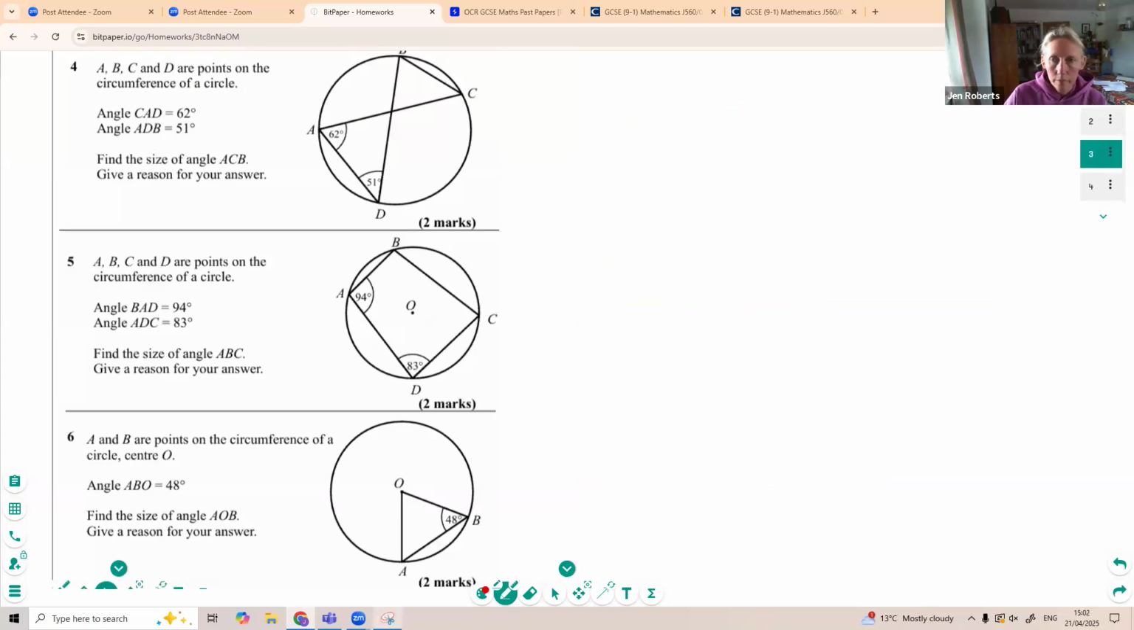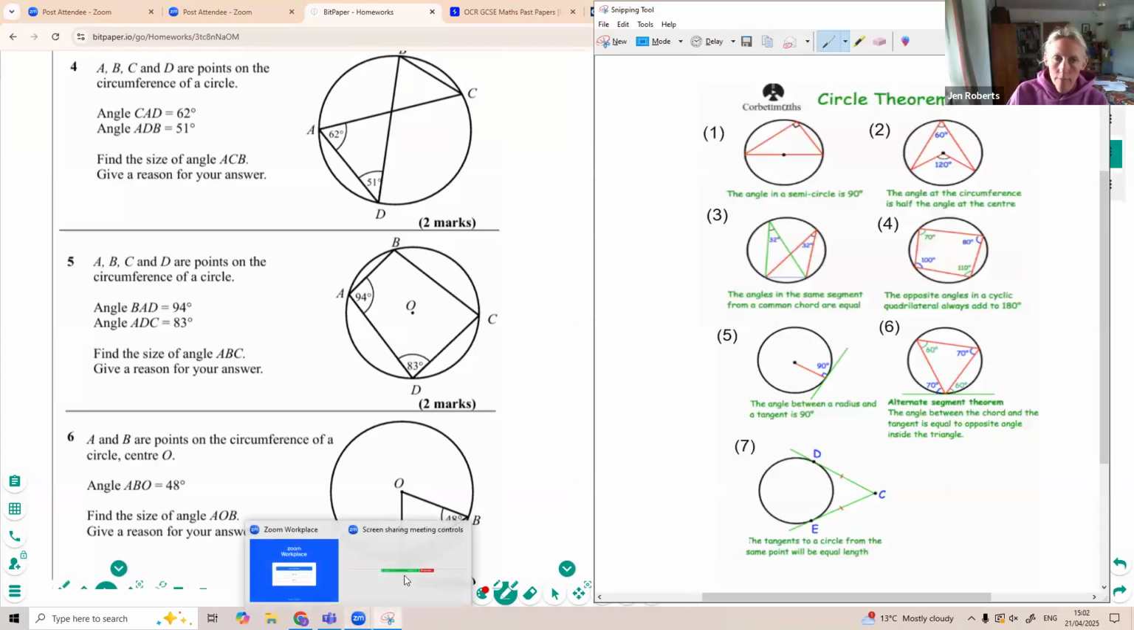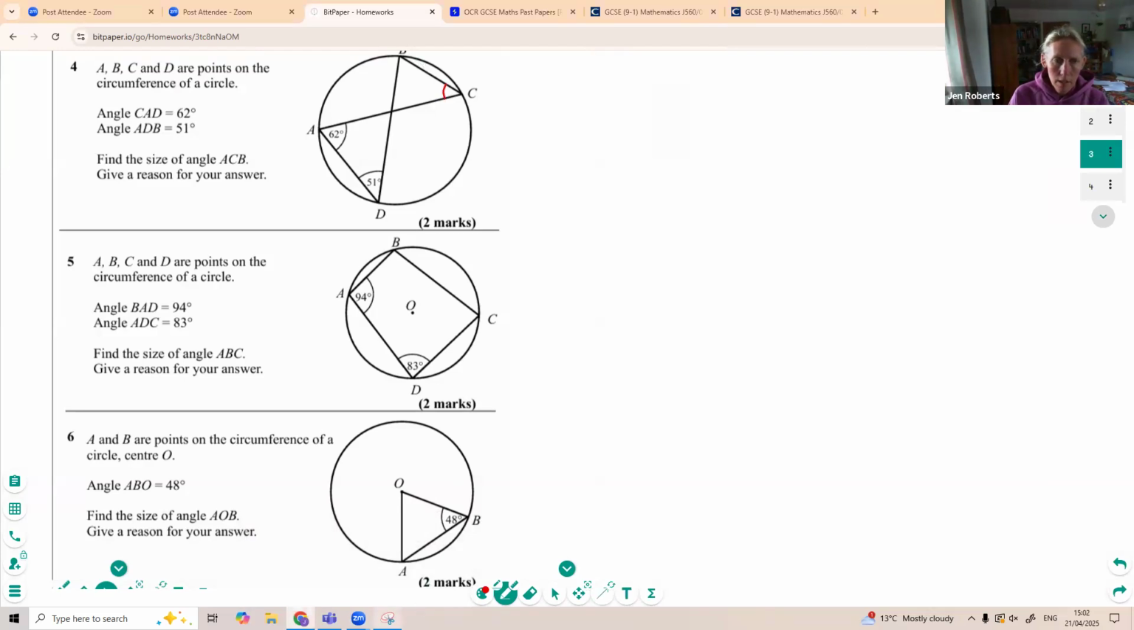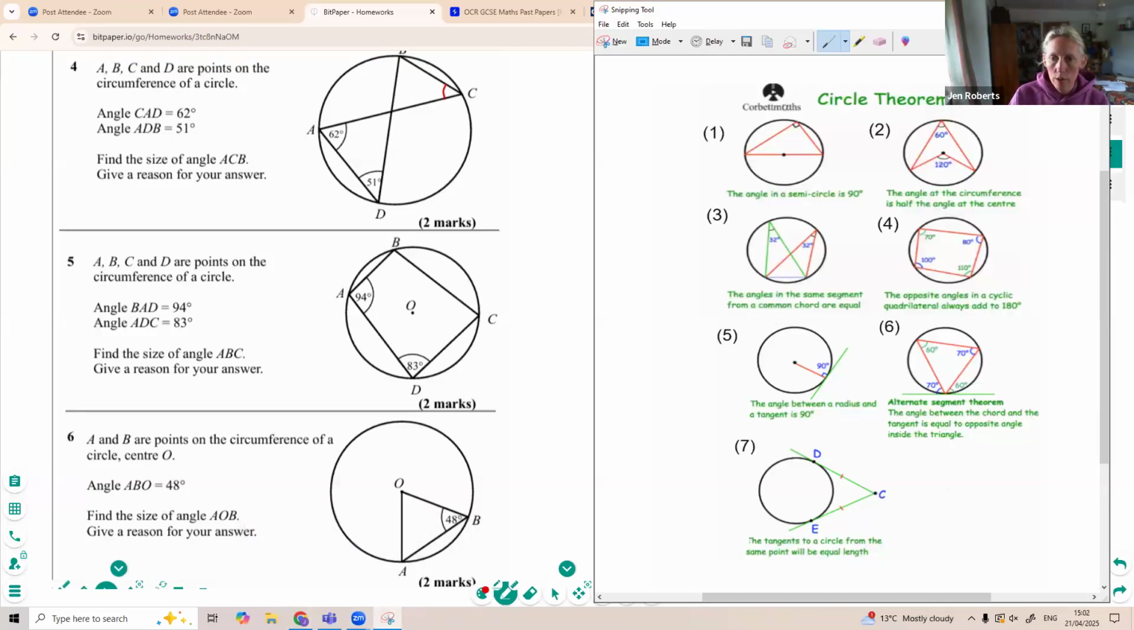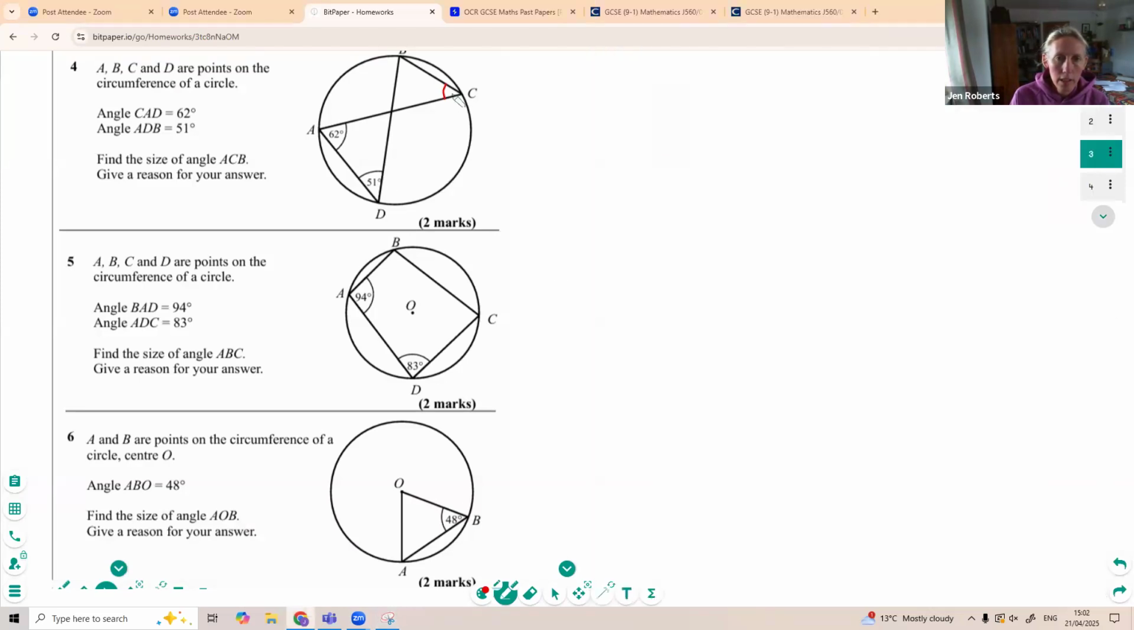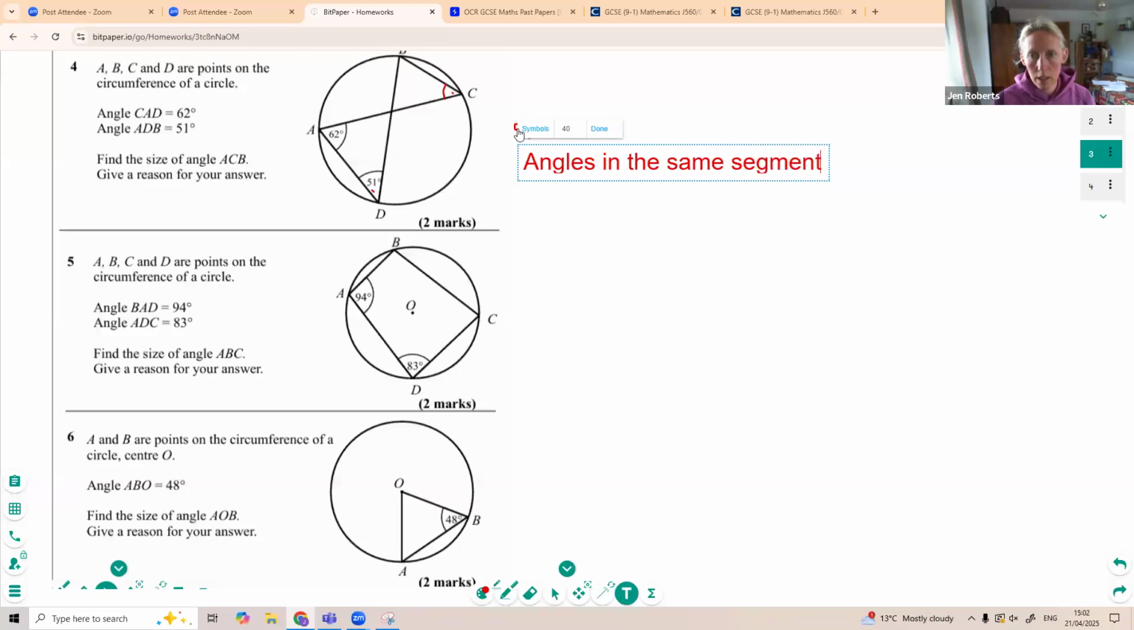Question 4. Find the angle ACB. I've snipped that off slightly there, that is B. Hopefully you decided here to use circle theorem number 3. The angles in the same segment from a common chord are equal. So ACB, this angle here, is the same as this angle. So it's 51 degrees. I'm going to shorten that statement slightly. The reason is angles in the same segment are equal.